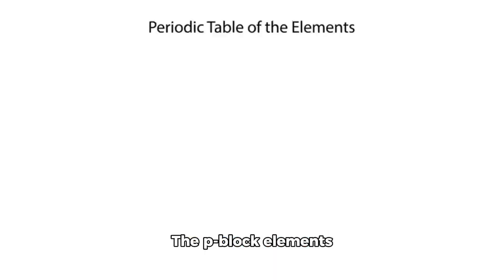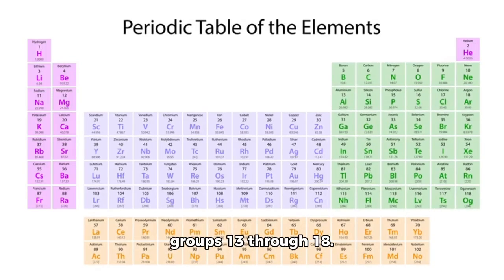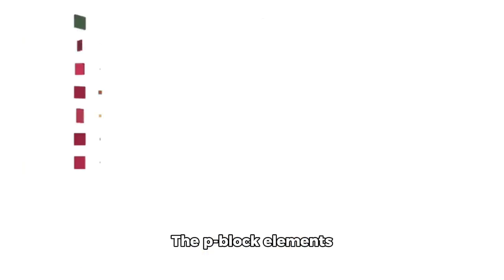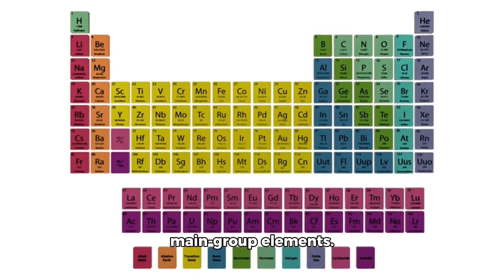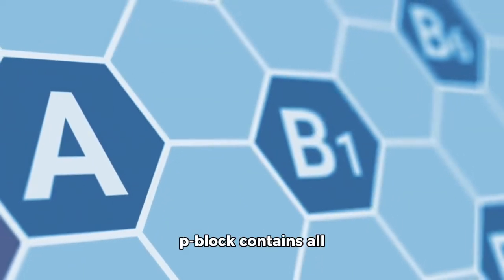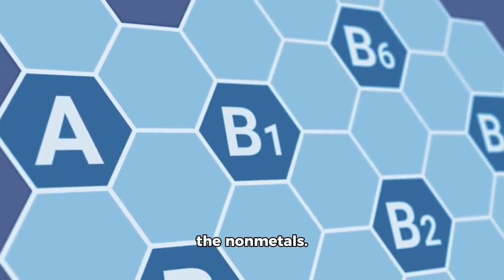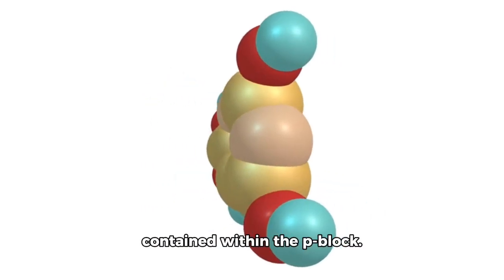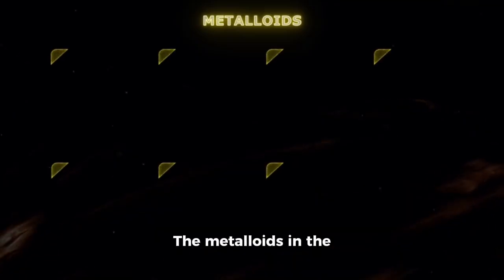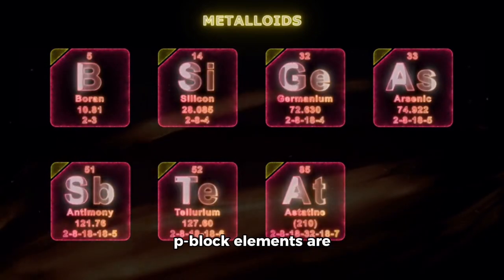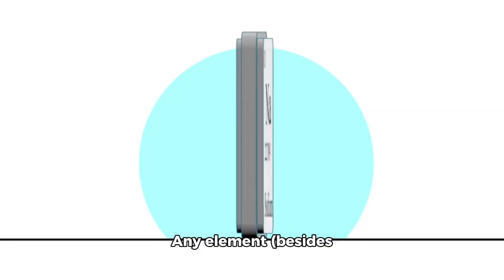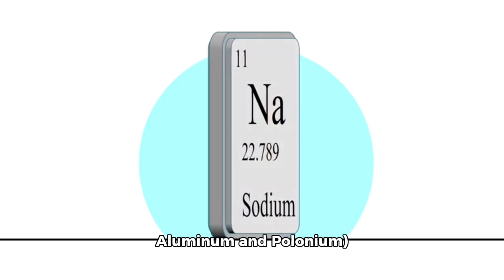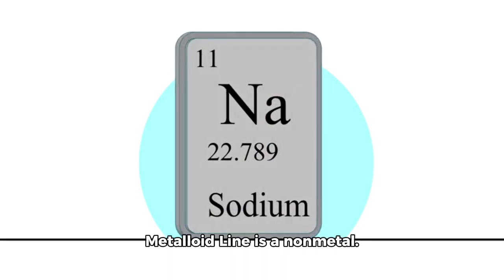The p block elements are the elements of groups 13 through 18. The p block elements together with the s block elements are called the main group elements. At the right hand, the p block contains all the nonmetals. All 6 metalloids are also contained within the p block. The metalloids are separated from the metals by the metalloid line. Any element besides aluminum and polonium that lies along the metalloid line is a metalloid.